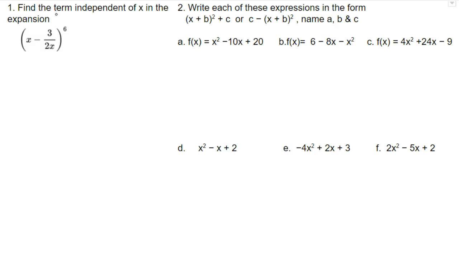We've got an independent term. We want to find it in the expansion. An independent term of x is just a constant. It means it doesn't have an x multiplied times an x. So what we're looking for is not all the terms in this expansion. We're just looking for the constant. Now, it's not going to be the first guy, and it's not going to be the last guy. It's going to be somewhere in the middle.